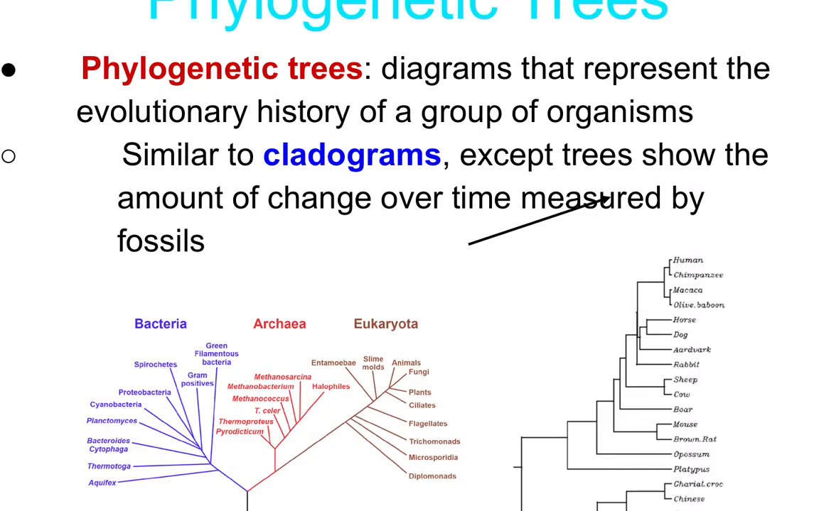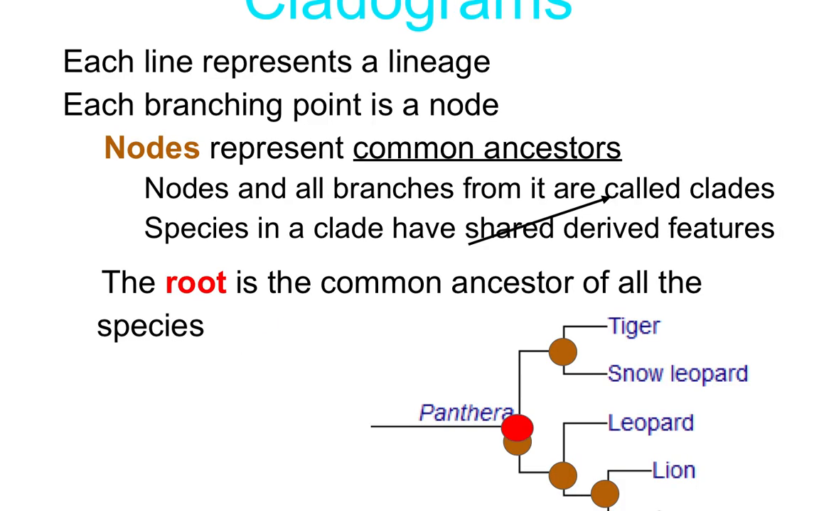These are diagrams that represent the evolutionary history of a group of organisms. These are similar to cladograms, except the trees show the amount of change over time. That is usually measured via the fossil record. Cladograms are a representation of lineage. Each line represents a lineage, and each branching point is what we call a node. These nodes represent a common ancestor.